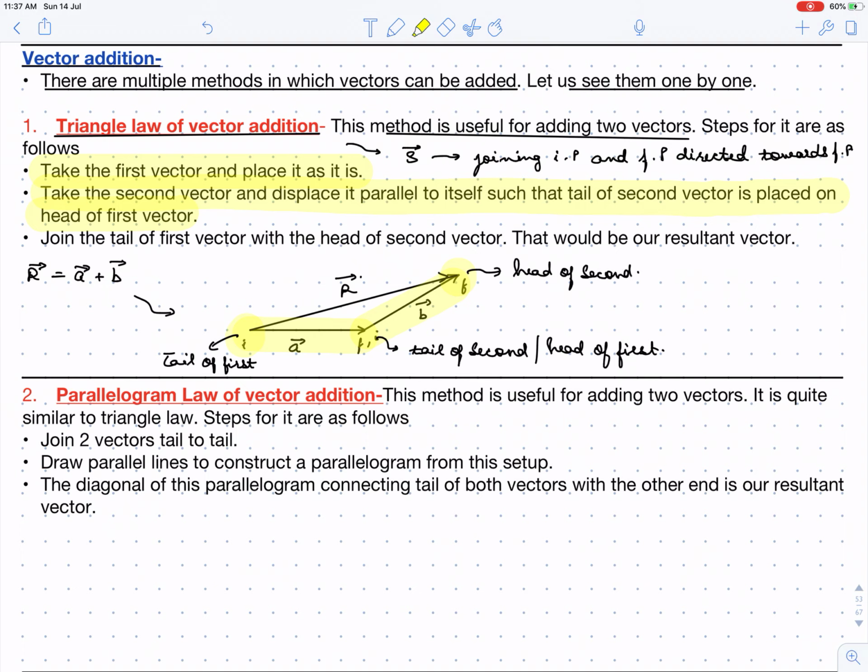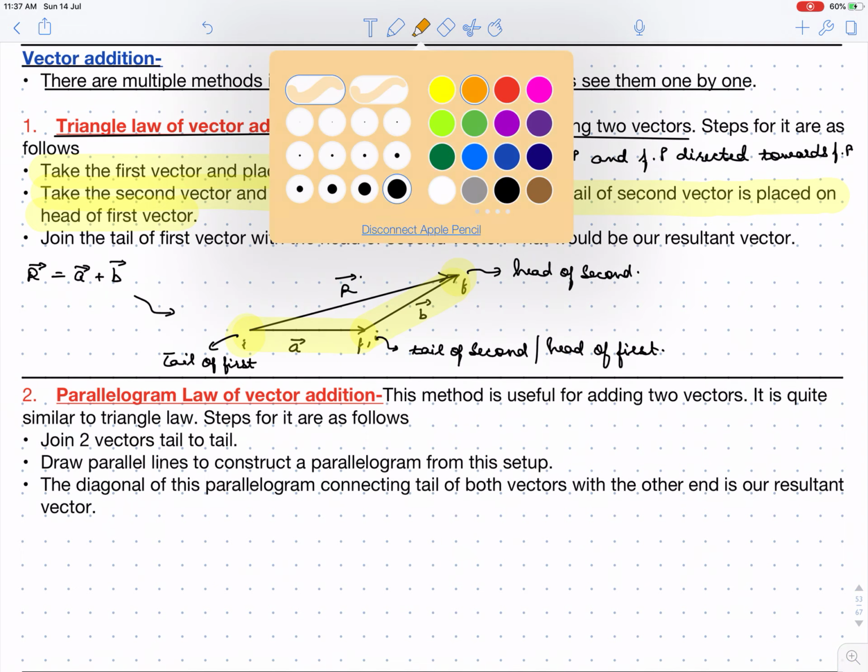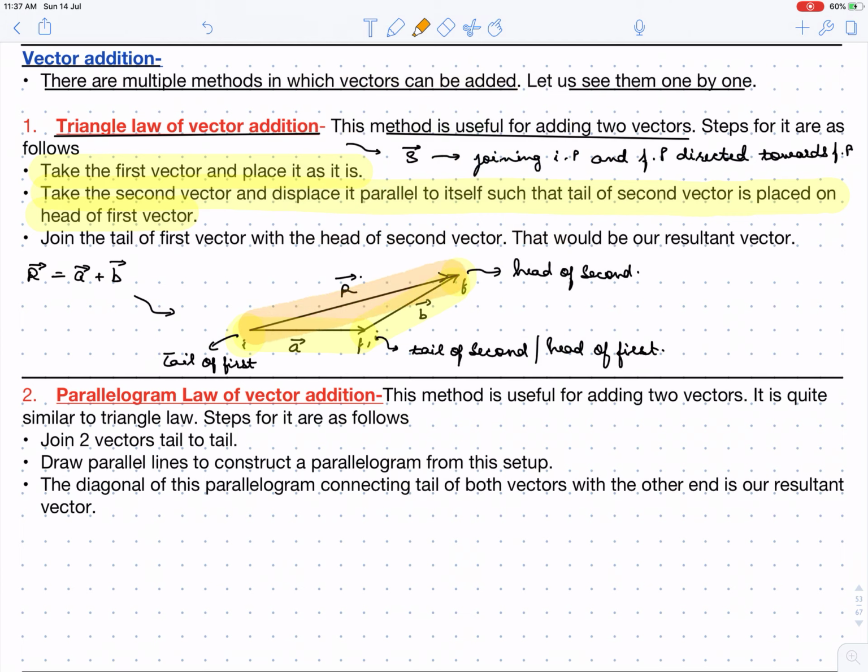So the sum of these two would be a vector joining the tail of the first with the head of the second, and that would be the resultant vector. So finally we need to join the tail of the first vector with the head of the second vector, that would be our resultant vector. This method is called the triangle law of vector addition because we have formed a triangle.